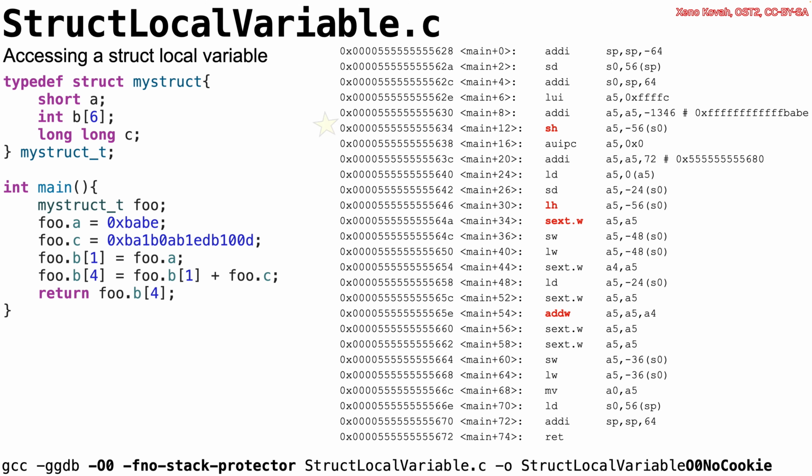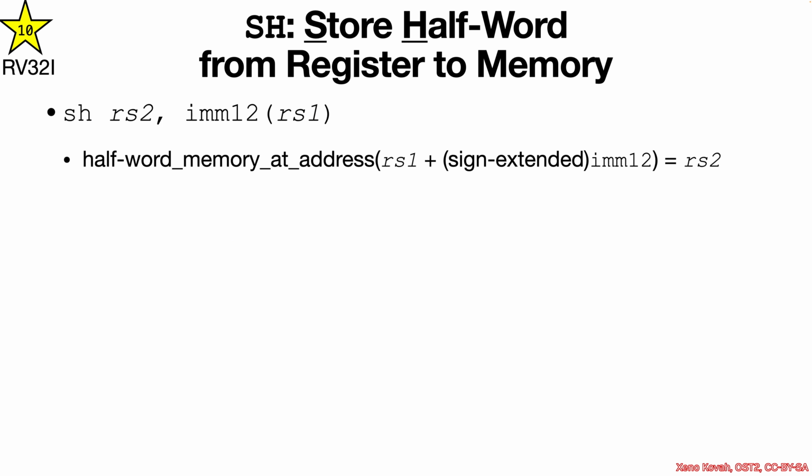So here's what we get, and we get a bunch of new assembly instructions. So let's check them out. First, we have store half word. So half words, again, 16-bit values. That makes sense. We had a 16-bit value in this code, that short a. So to write the value babe to a, we're going to store a half word.